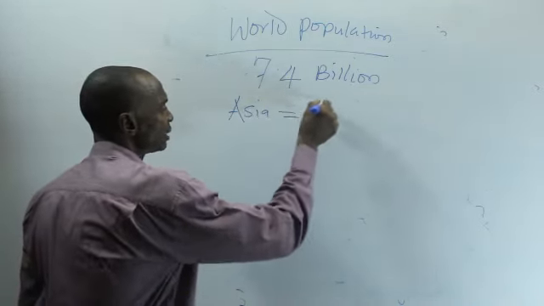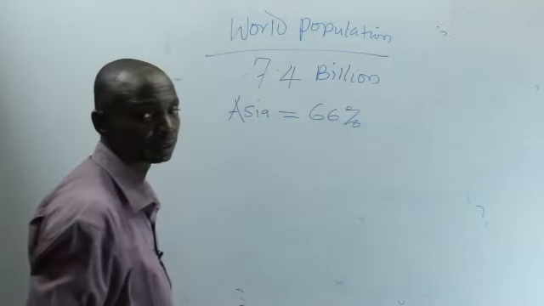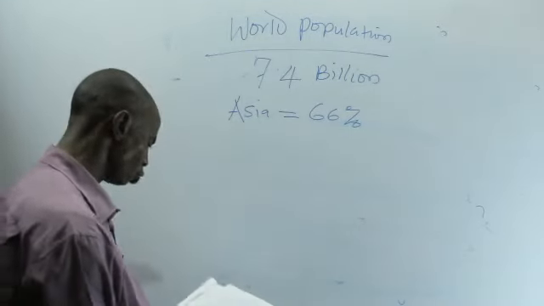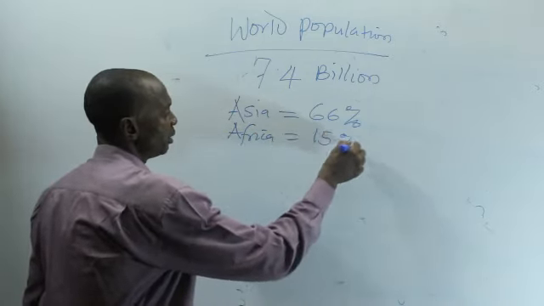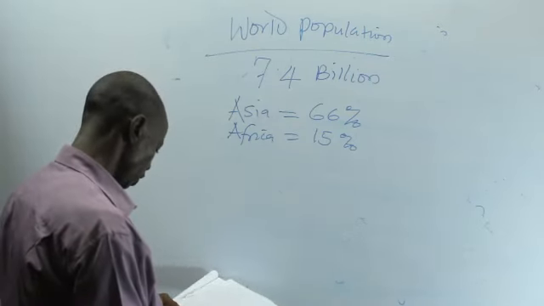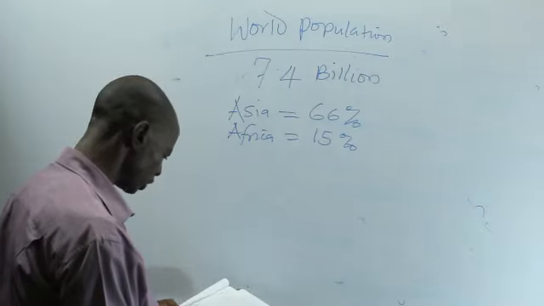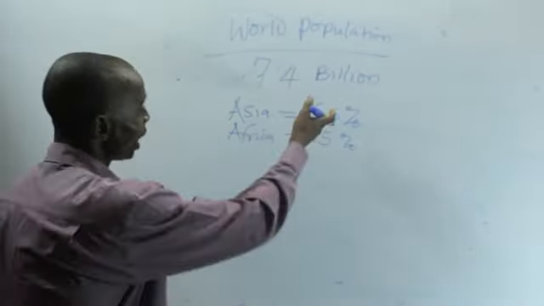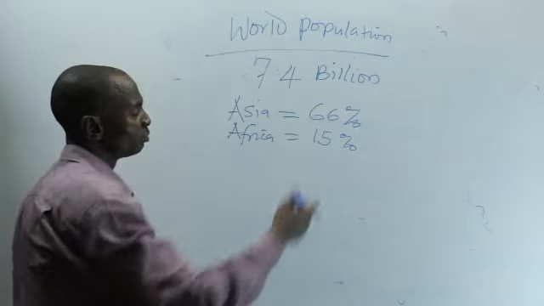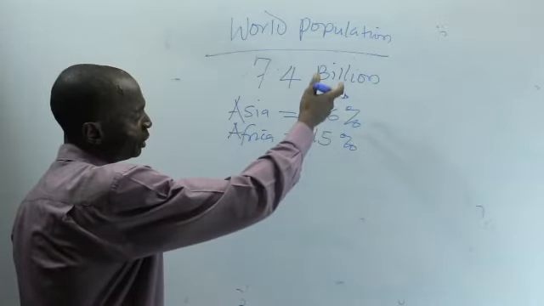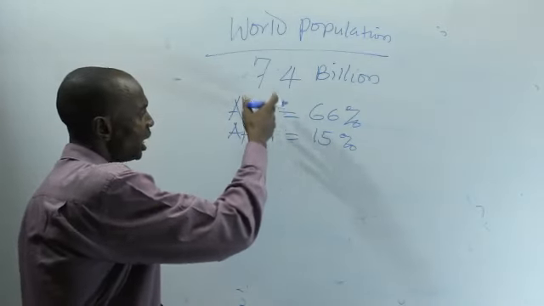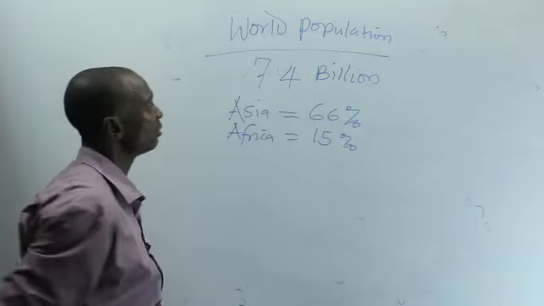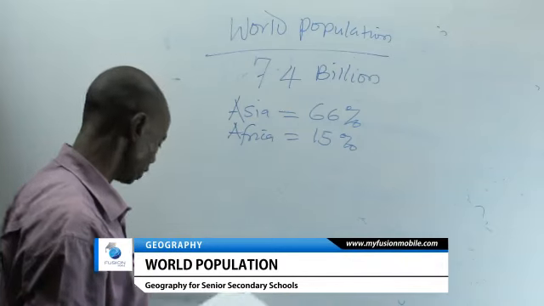66% of this 7.4 billion, followed by Africa. Africa is a continent. Africa has 15%. Then we have other continents that share the remaining. If you add 66 plus 15, you know what it will give you. This one is 81. So the remaining 19% is shared by the remaining 5 continents. That is to tell us that Africa and Asia form the largest portion of this 7.4 billion.